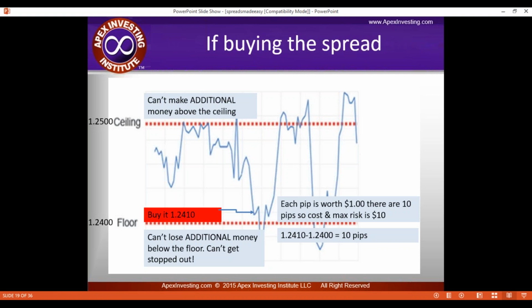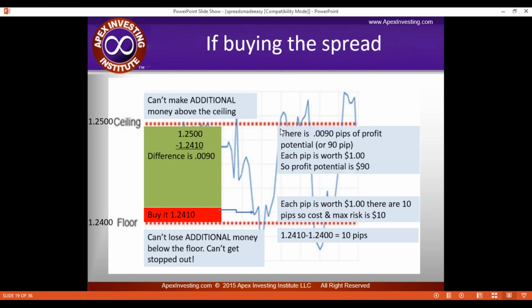So as you see here, I don't have to have thousands of dollars, for example, to be able to get into a spread trade. And once again, if I'm buying at 2410, saying the market's going up, I can make money all the way up to the ceiling. Even if it goes past the ceiling, it doesn't matter. I can only make money to the ceiling. So I've got 90 pips of potential profit there.